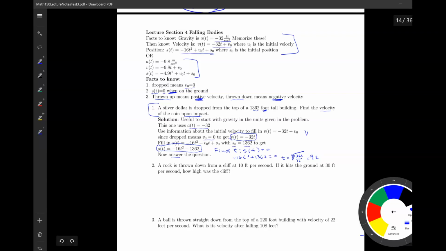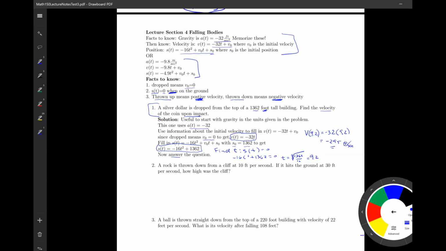So what's the velocity when it hits the ground? That's going to be, take the velocity function and use the time of 9.2 in there. So negative 32 times, plug in 9.2 into there. So multiplying, I get negative 295. It should be negative because velocity has direction. You could put units in there, feet per second, not necessary.